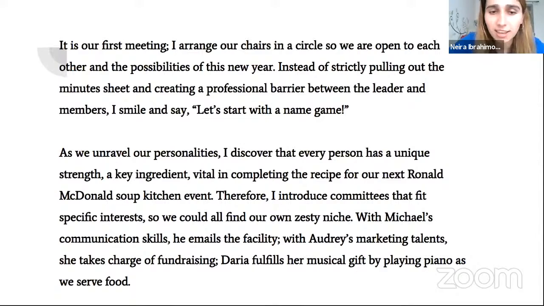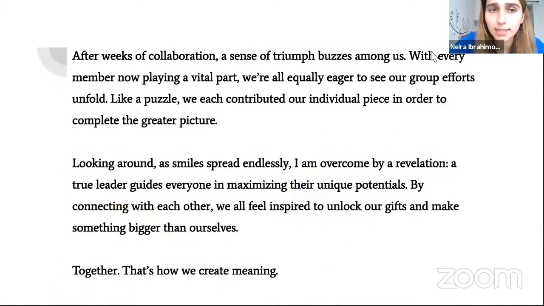With Michael's communication skills, he emails the facility. With Audrey's marketing talents, she takes charge of fundraising. Daria fulfills her musical gift by playing piano as we serve food. After weeks of collaboration, a sense of triumph buzzes among us. With every member now playing a vital part, we're all equally eager to see our group efforts unfold. Like a puzzle, we each contributed our individual piece in order to complete the greater picture.